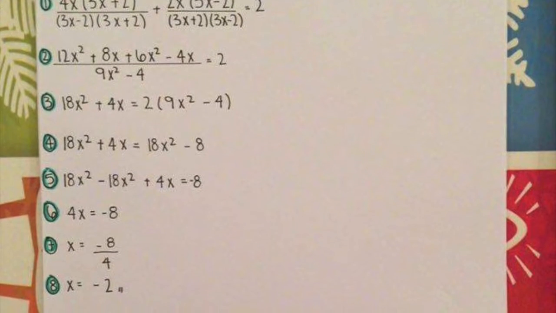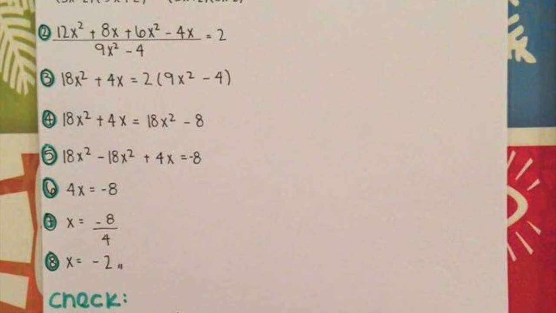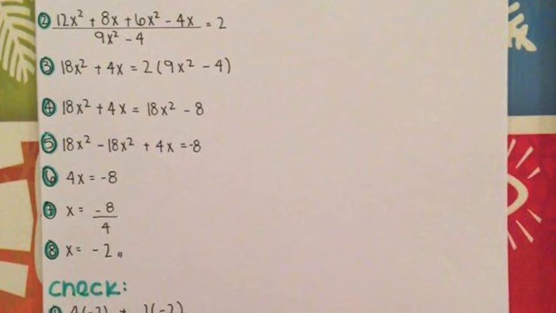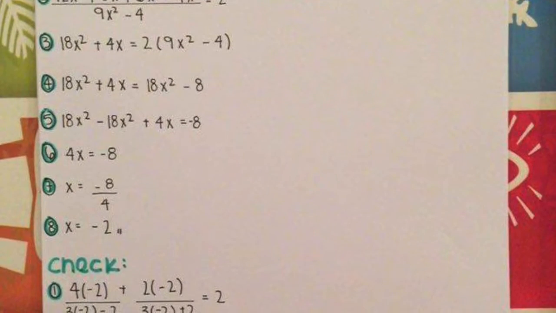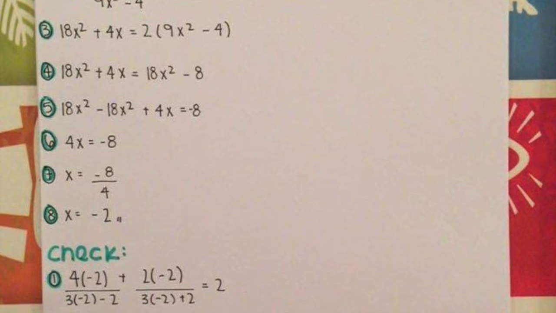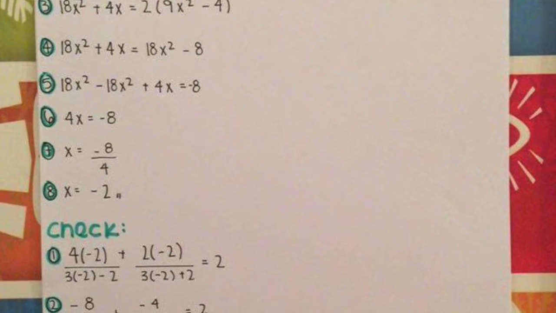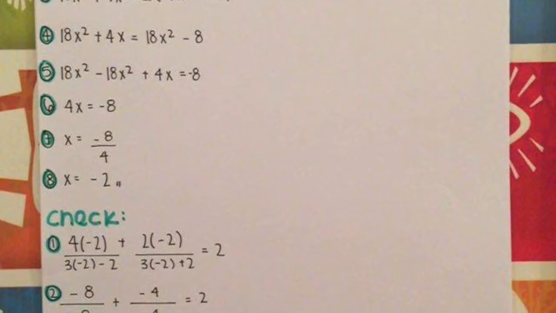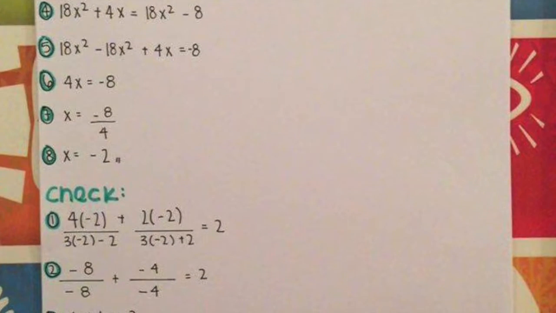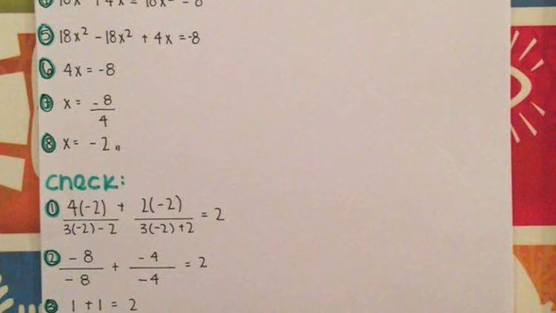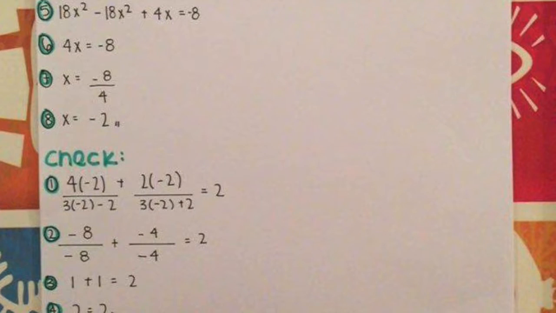Then you send that denominator multiplying to the other side with the 2, and you will be left with 18x squared plus 4x equals 2 times 9x squared minus 4. Then you multiply for that, and if you look at step number 5, you send the variables to one side and the values to the other side, and you are going to be left with 18x squared minus 18x squared plus 4x equals negative 8. Then you will be left with 4x equals negative 8. Then to solve for x, you will send the 4 dividing to the other side, and you will be left with x equals negative 2.